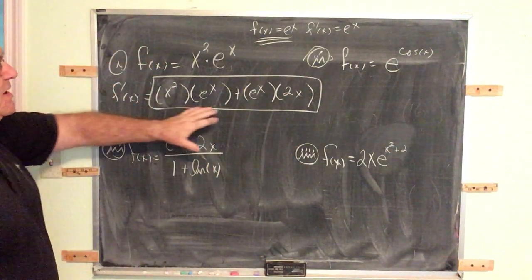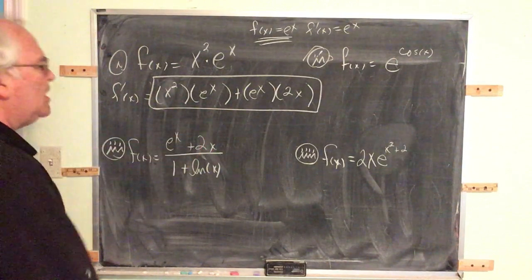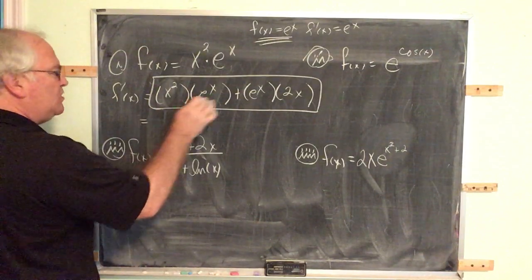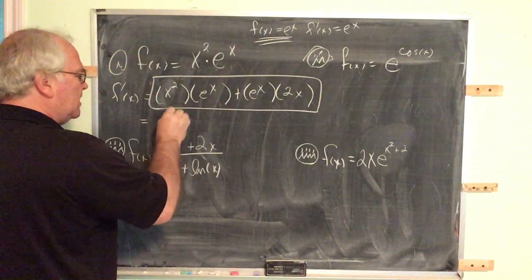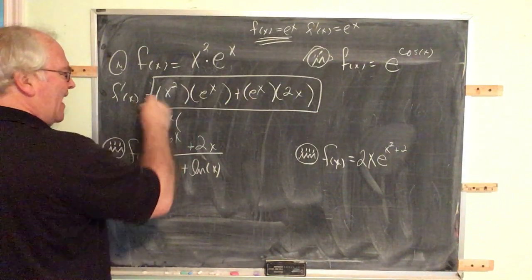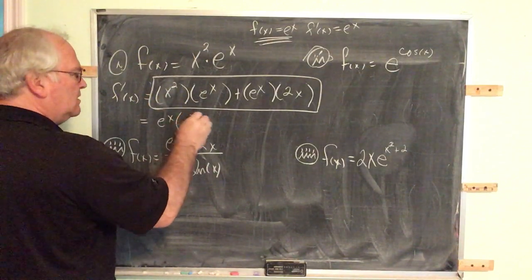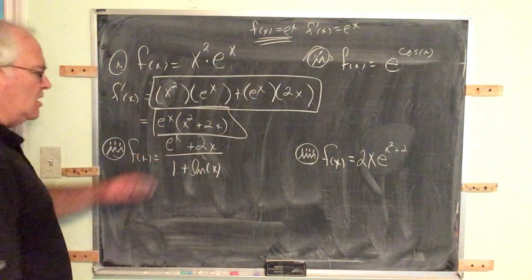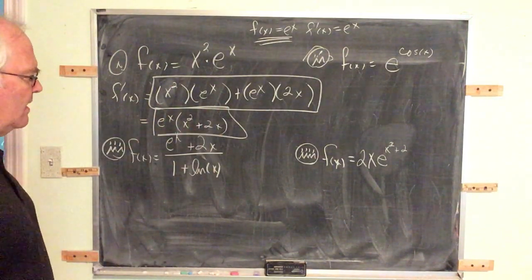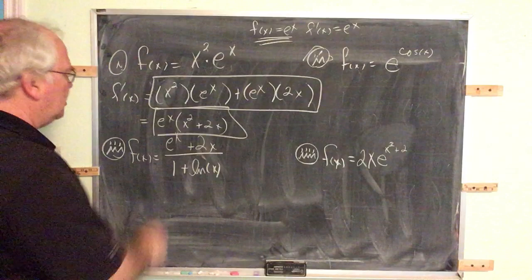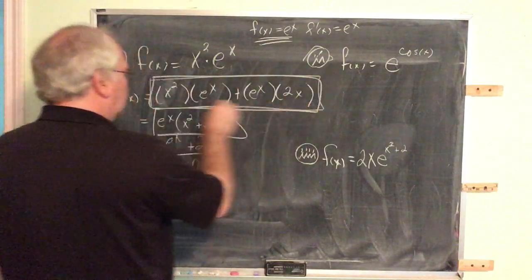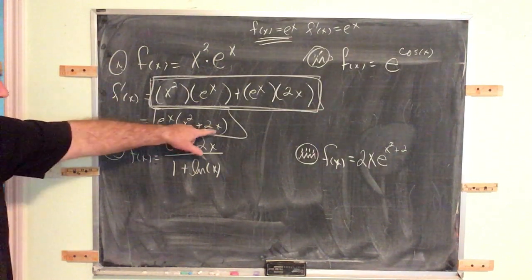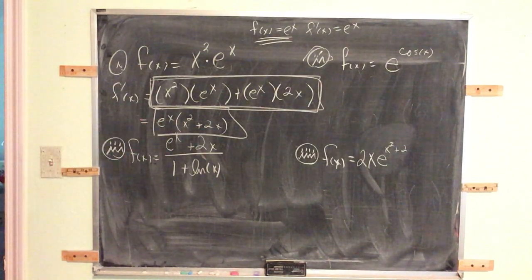If, for some reason, you wanted to simplify this, what typically you'll do here is factor out e to the x, leaving behind x squared plus 2x. If you wanted to, you could also factor out the x. But if all you're asked to do is find the derivative, you're done. If for some reason you wanted to simplify it, that's partially simplified. You could also factor out the x.